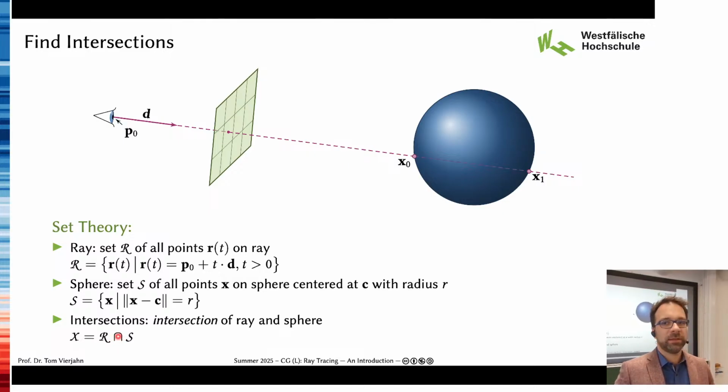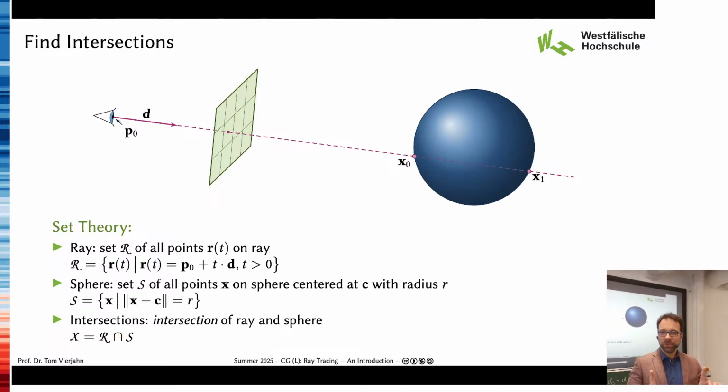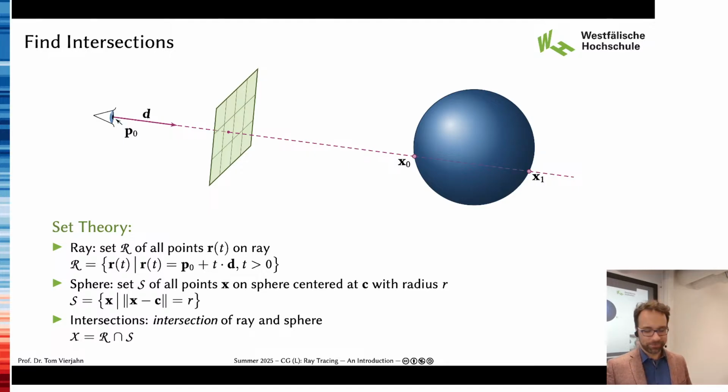And what is the intersection? What does the intersection mean? Which points do I get if I have two sets and I want to find the intersections? What do those points have in common? Yep, pass the mic.